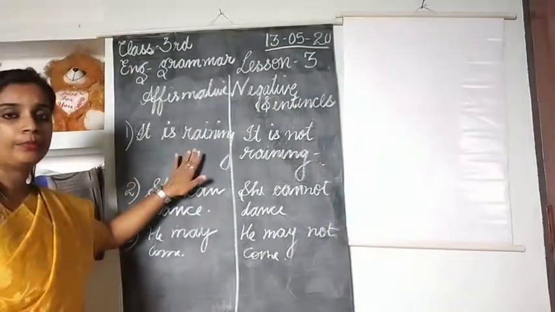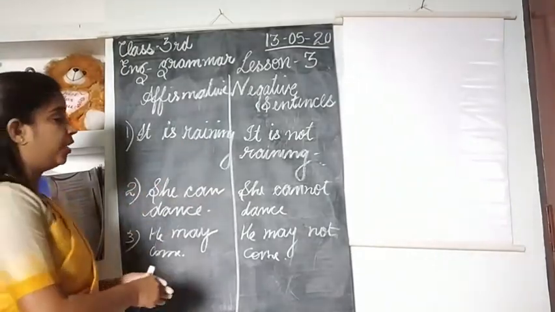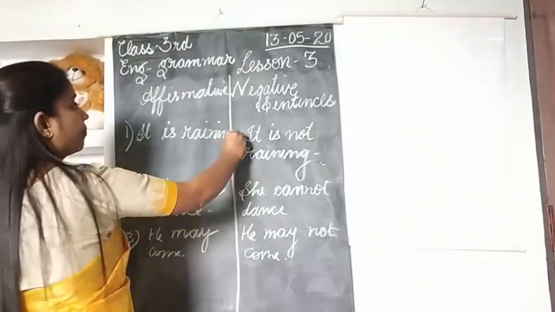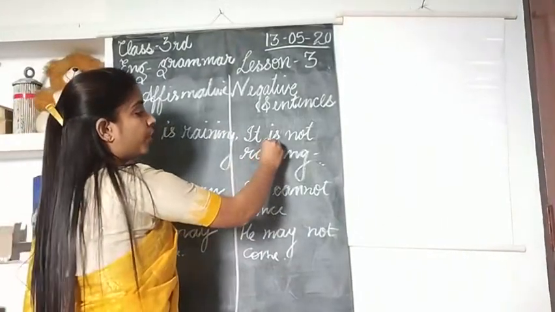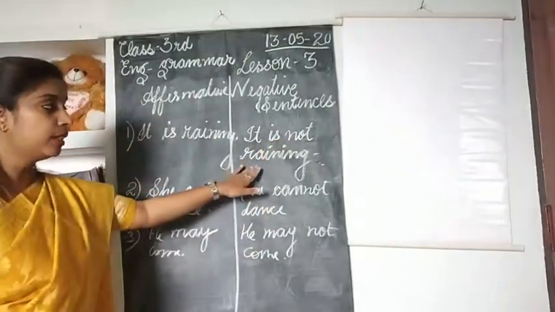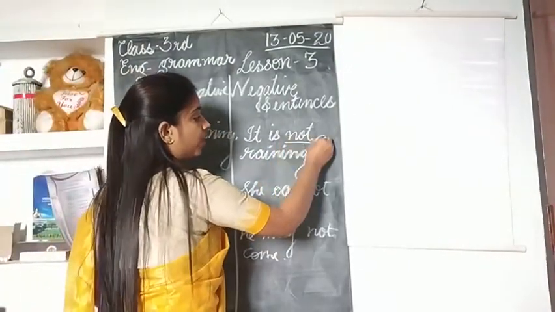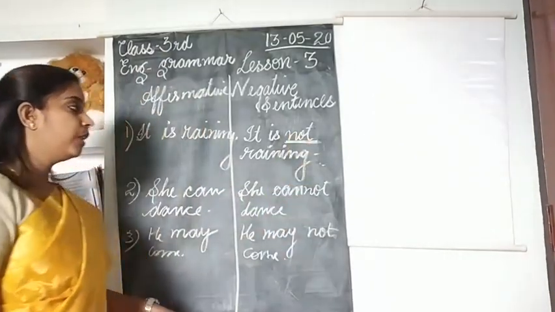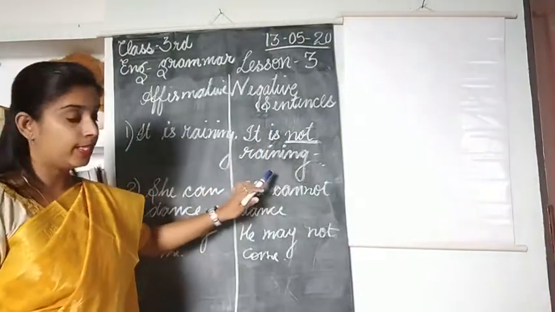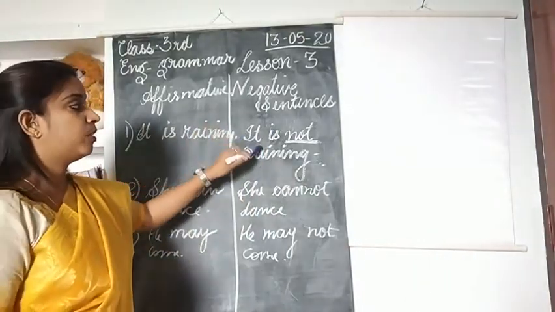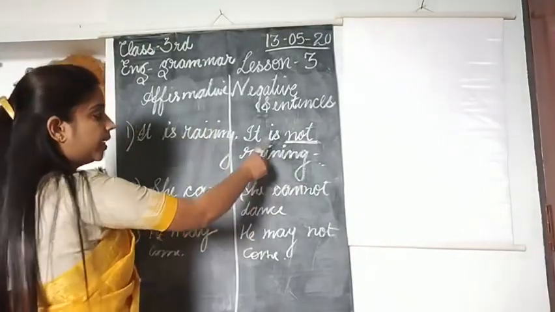Now children, see these three sentences. It is raining is an affirmative sentence. It's a positive sentence said in a positive nature that it is raining. Now, it is not raining. In this sentence you can see the word not is used, and if this word is used in a sentence, it means it's a negative sentence. The sentence is expressing a denial that no, it's not raining. So this is a negative sentence.